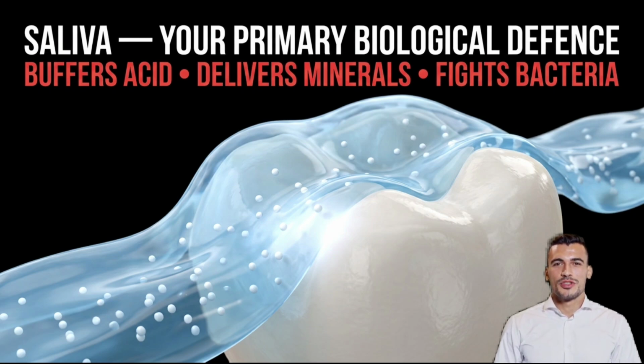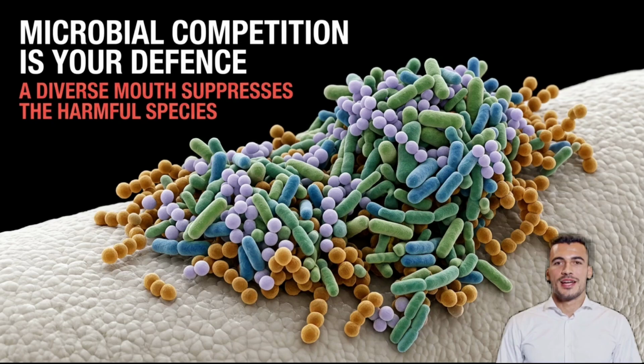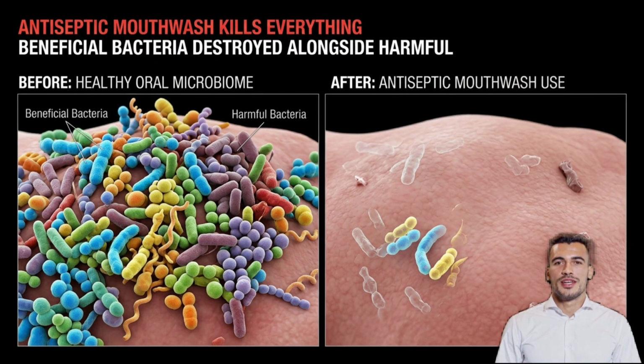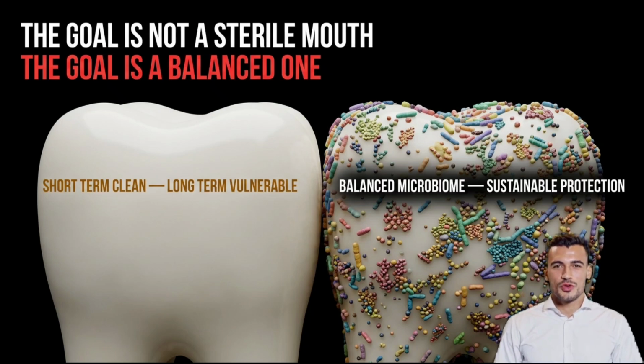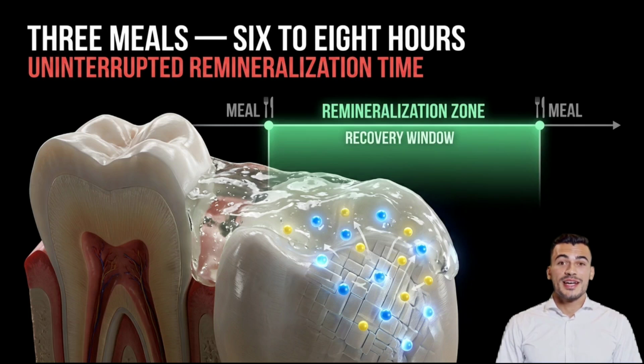The second lever is saliva function. Saliva is your primary biological defense against caries. It buffers acid. It delivers calcium and phosphate for remineralization. It contains antibacterial proteins, including lysozyme and lactoferrin, that suppress Streptococcus mutans populations. Anything that reduces saliva flow increases caries risk dramatically. Dehydration, mouth breathing. Over 200 common medications, including antihistamines, antidepressants, and blood pressure drugs, list dry mouth as a side effect. If you take any of these medications, your caries risk profile is fundamentally different from someone who does not.